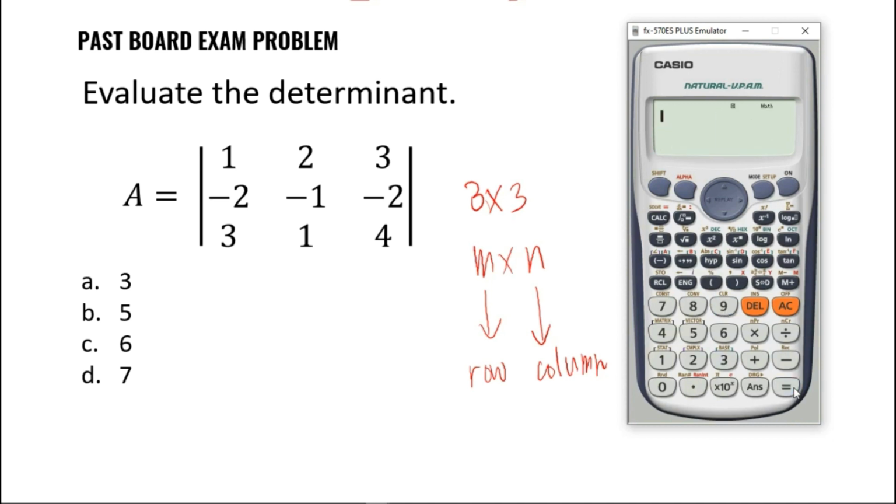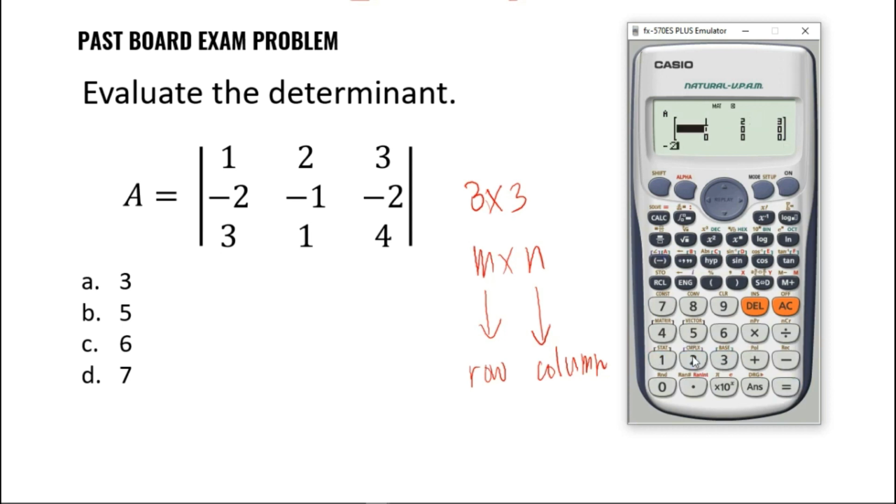calculator natin. Then, punta tayo ng mode. We have here matrix. So number 6. Then after that, yeah, you can choose whatever here. So let's say matrix A, so 1. Then input natin, ilang ba yung size ng ating matrix? So 3 by 3, so 1. Then input natin lahat ng data. So you have here 1 and 2, 3.